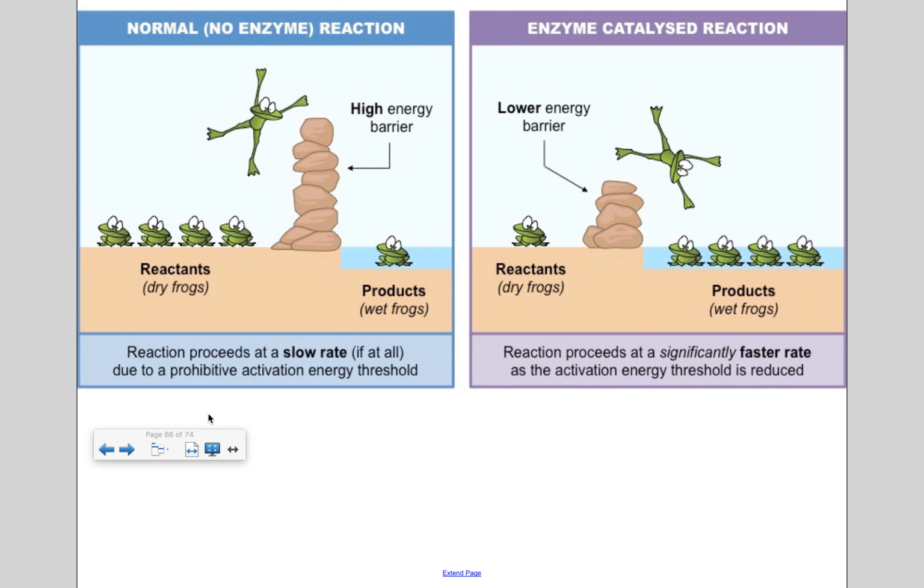So here's that frog diagram that I was talking about. I don't know why they use frogs, but imagine this high barrier as my activation energy. If I have no enzyme, boy, this frog is really going to have to jump in order to get over that barrier to get to the product side, which are wet frogs. However, if I have an enzyme, they're basically going to take away these rocks and lower the energy barrier. So now the frog doesn't have to work as hard to get into the pond and become wet.